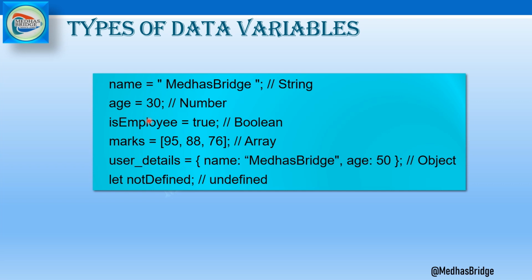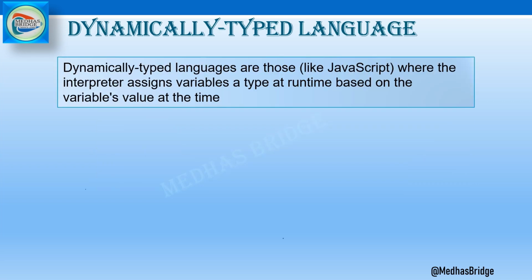the JavaScript engine, the interpreter, recognizes what data you are going to store for that variable. Accordingly, the data type will be defined for that variable during runtime. Are you getting me? So we call it a dynamically typed programming language. A dynamically typed programming language is one where the interpreter assigns the variable type at runtime based on the variable's value at that time. So JavaScript is a dynamically typed programming language.